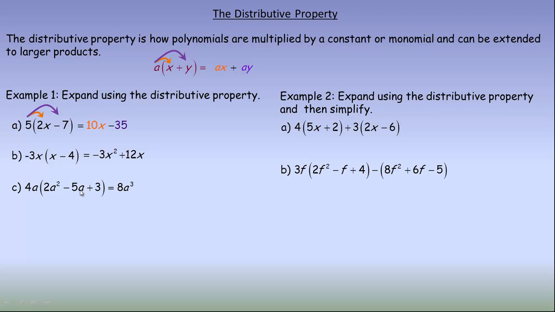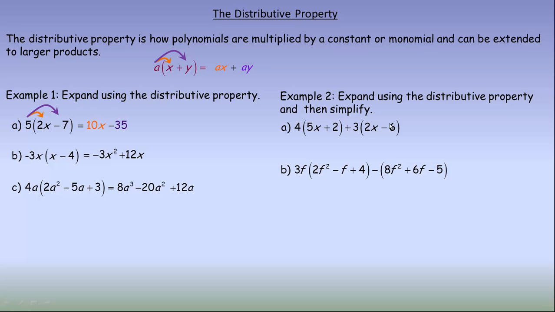4a times minus 5a would be minus 20. 4 times negative 5 is negative 20. And there's an a times another a, which would be a squared. You add the exponents, so 1 and 1 here adds to 2. And lastly, 4a times positive 3 would just be a plus 12a.